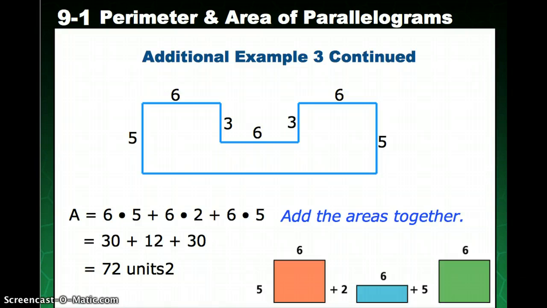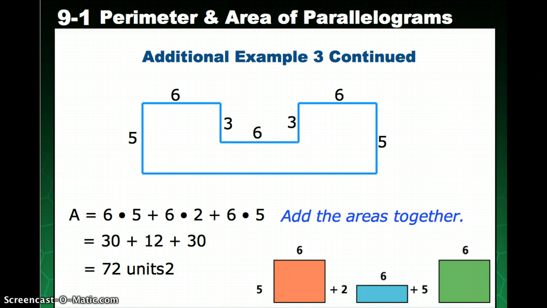Next, we'll use the same composite figure and find the area. In this example, the figure is broken down into 3 separate shapes. Since we're using the formula area equals base times height, the first one has a base of 6 and a height of 5. The second shape also has a base of 6 and a height of 2. And the third shape has a base of 6 and a height of 5.